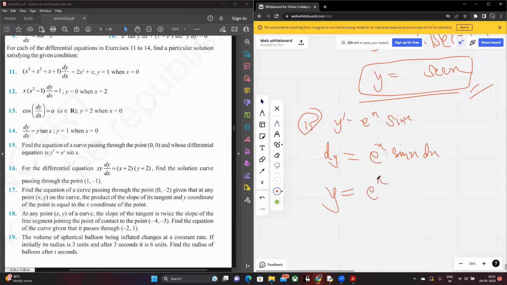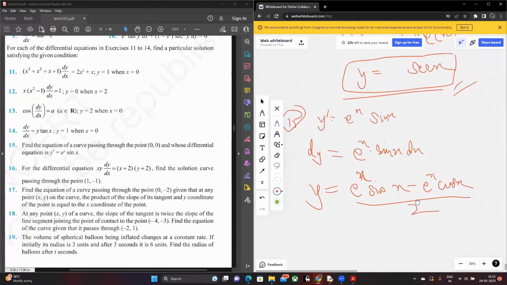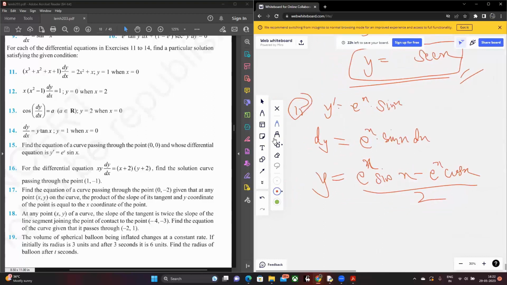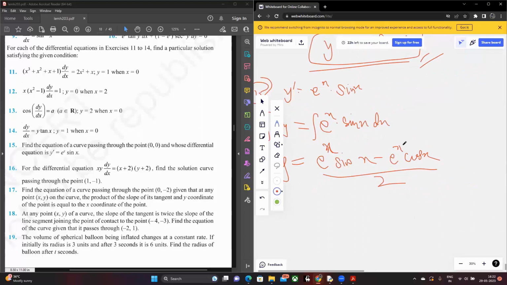the integral of e^x sin x, which you integrate by parts, and you get the formula, I think it is what? It's e^x sin x by 2 minus e^x cos x by 2. Not wrong, right? Yeah. So therefore, when you integrate this, you get y equals e^x sin x by 2 minus e^x cos x by 2 plus c.